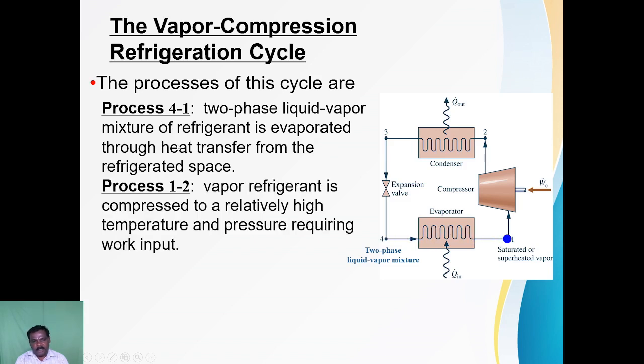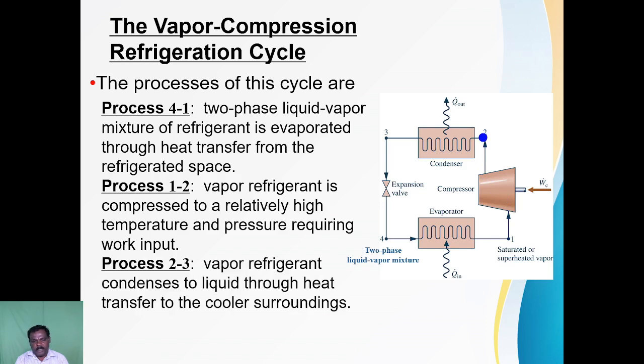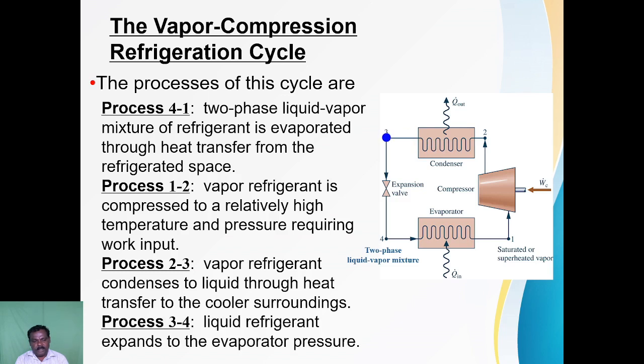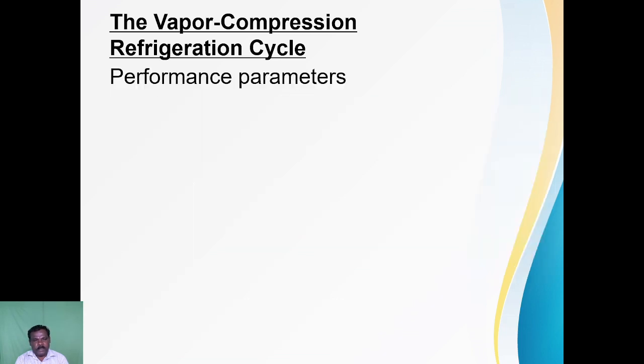Then you come to process 1-2. Refrigerant enters and comes out from the top end of the compressor with high pressure and high temperature. Then process 2-3: vapor refrigerant condenses to liquid. Then the fourth one, it is expanded. Liquid refrigerant expands to the evaporator pressure.